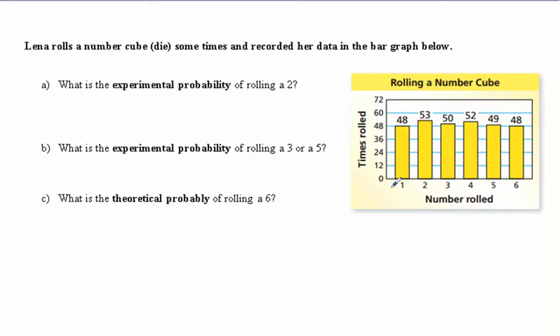So again, make sure you understand what this is. So this 48 means she rolled a 1 48 times. She rolled a 2 53 times. She rolled a 3 50 times. She rolled a 4 52 times. A 5 49 times. And a 6 48 times. Okay. What is the experimental probability of rolling a 2?